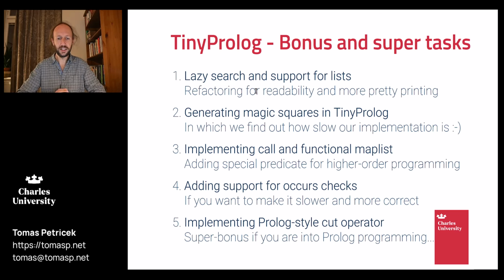As additional bonus tasks, you can try to implement occurs checks and see if that makes the program slower. And we can also implement, if you want to do real programming in Prolog, the cut operation, which is a special trick to deal with negation. So you can try to implement that as well.